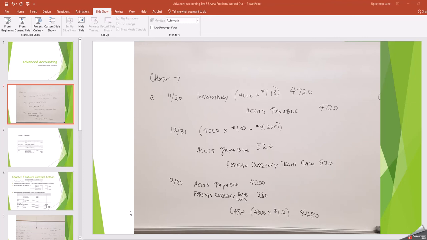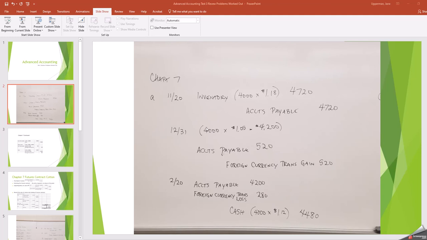So the first one we have, we're making a purchase. We're purchasing product from a supplier, and the bill is to be paid in Swiss francs for 4,000 Swiss francs. On that date that we make the purchase, it takes $1.18 US dollars to buy a Swiss franc. So that's how we value it. We debit our inventory, 4,000 Swiss francs times the exchange rate gives us a value of $4,720. Put that up into an accounts payable.